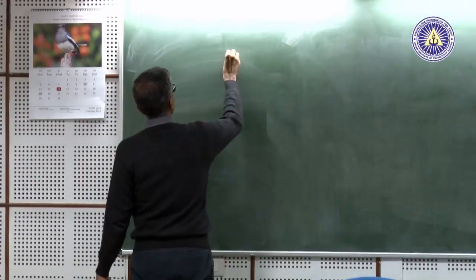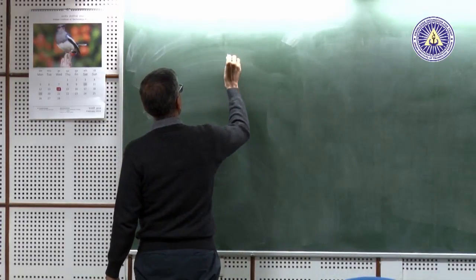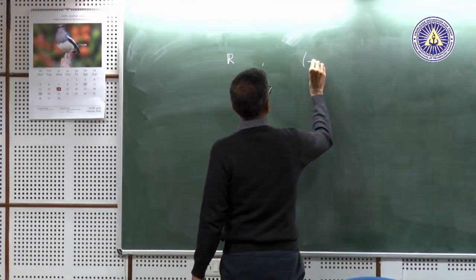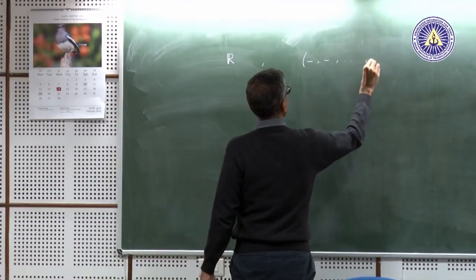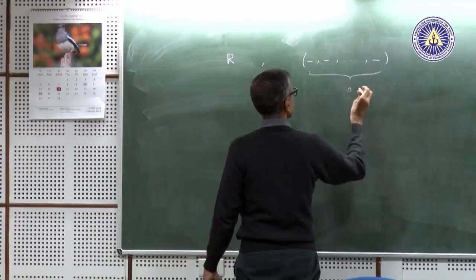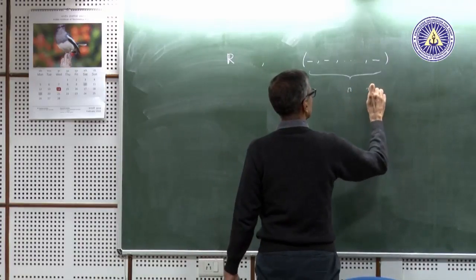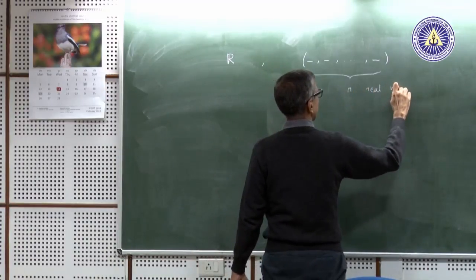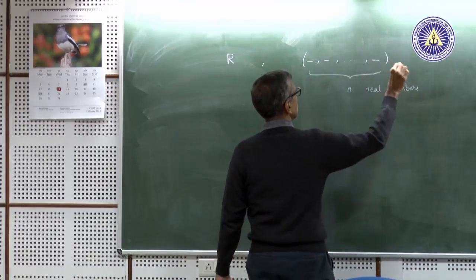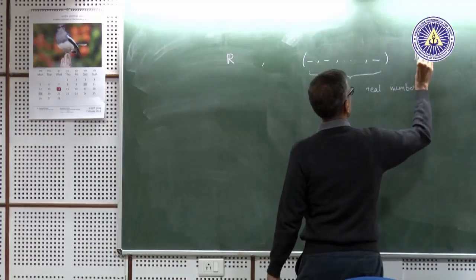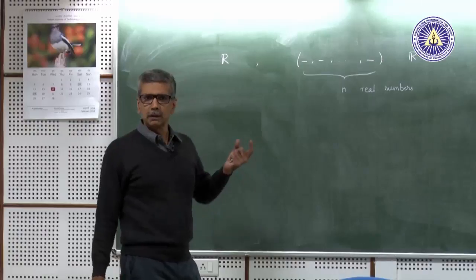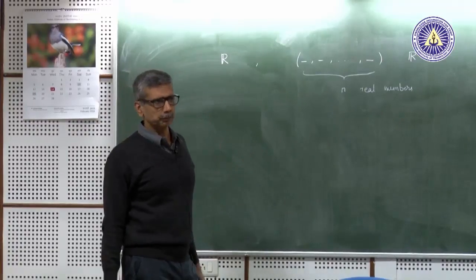For example, all of us have seen real numbers. We have also seen a string of real numbers, say there are n numbers. So we call this Rn. All these are vector spaces over what are called real numbers.